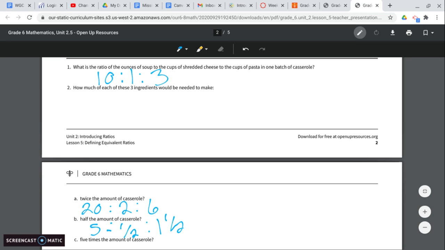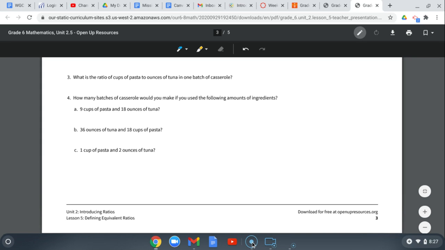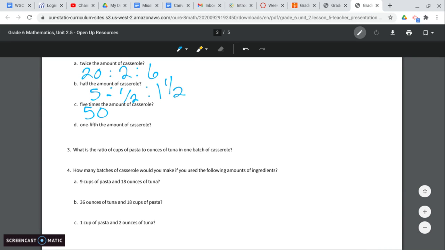What about 5 times the amount? So 5 times 10 is going to give us, for some reason it won't scroll. Hang on. 10 times 5 is going to be 50. 1 times 5 is 5. And 3 times 5 is 15.